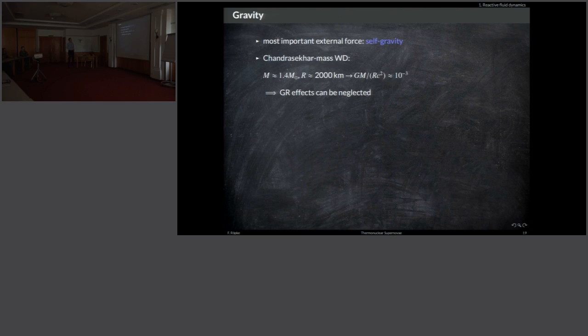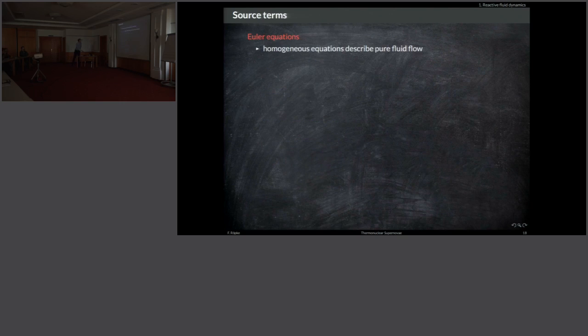So that tells us that Newton's gravity constant times the mass divided by the radius times c squared, as a measure of GR effects, is rather small, 10 to the minus 3. So that tells us that GR effects can be safely neglected when we deal with white dwarfs, or if we want to model the thermonuclear explosions of white dwarfs. So for these purposes, it is enough to use a Newtonian treatment of gravity. So that means that the source term that we have on the right-hand side of our equations of fluid dynamics, maybe I can show this again.